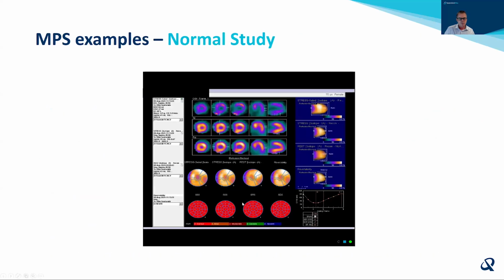So sorry, this is the normal study again, and this just introduces what we call polar map software. Didn't come out very well, but these actually have scores of 0. So we score them from 0 to 4. So 0 is normal, 1 is mild severity perfusion defect, 2 is moderate, 3 is severe, and 4 is completely absent, which usually means an infarct.